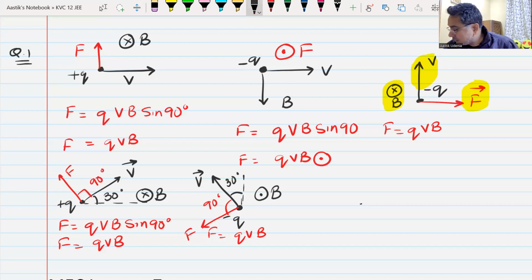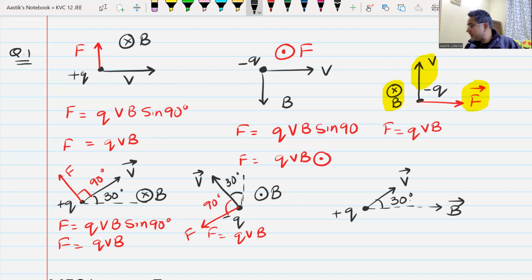Okay. One more question. The particle is here moving with a velocity v. Charge is plus q. Magnetic field is going in this direction. This angle is 30 degrees now. Now you have to tell me, what is the magnitude and what is the direction of force? Take 2 minutes. Give me the answer.